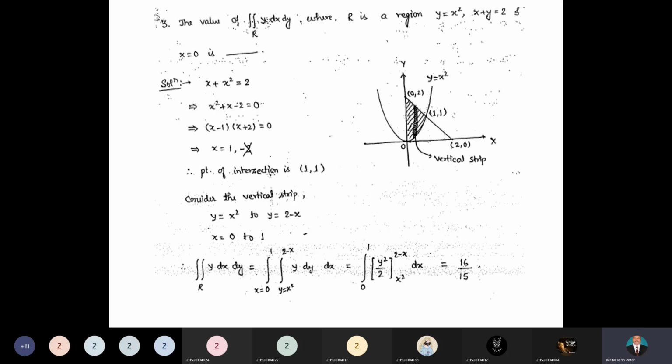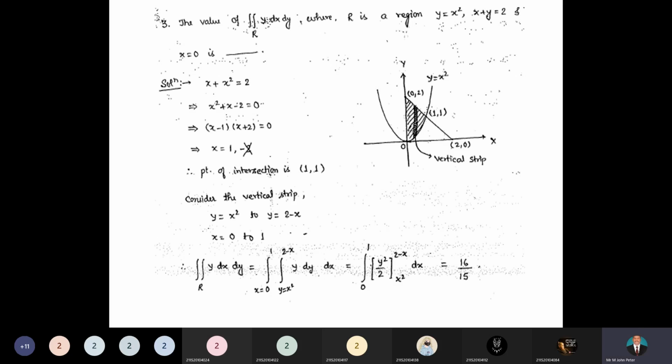Now come to the y limit. Based on the infinite strip, the lower part touches the parabolic curve. For the parabolic curve we have to rearrange y in the form, but it is already in that form. So y equal to x square is the lower y limit. For the upper y limit, the strip touches the straight line x plus y equal to 2. We rearrange it as y equal to 2 minus x. That way we identify the limits for x and y: y equal to x square to y equal to 2 minus x, and x equal to 0 to 1.